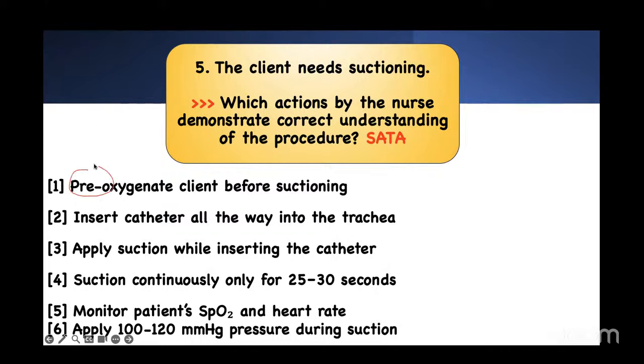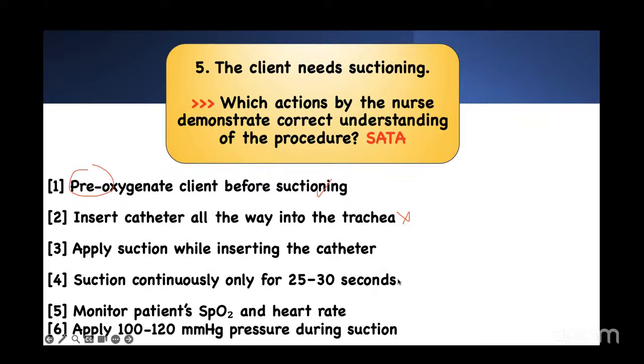Anybody who gets suctioned needs pre-oxygenation because when you suction them, you're making them more hypoxic. You're collapsing their airway. So you have to pre-oxygenate them so that they have more oxygen reserve. So this is good. Inserting the catheter all the way is not good, right? It's not a good idea. How about number 3? What do you think? Apply the suction while inserting the catheter. Is that what you do? Have you seen somebody do that and you correct them?